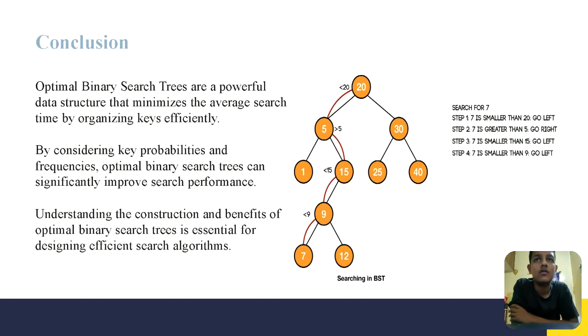One of the major advantages, and as I've been saying from the beginning, is that optimal binary search trees are powerful data structures that minimize the average search time by organizing keys efficiently, where the very important keys are placed close to the root. And by considering key probabilities and frequencies, optimal binary search trees can significantly improve search performance.